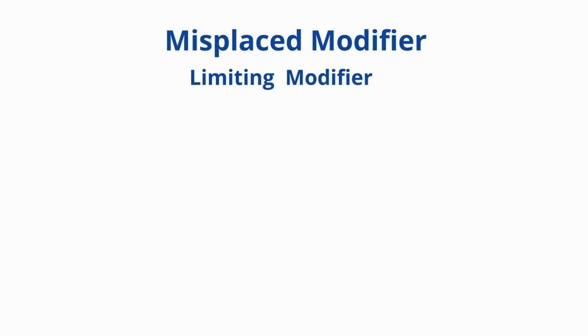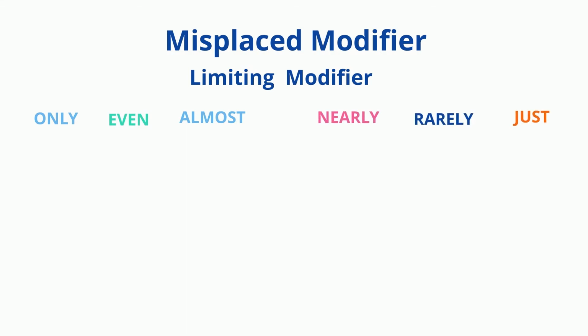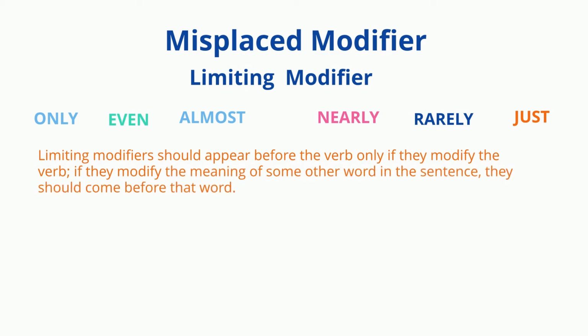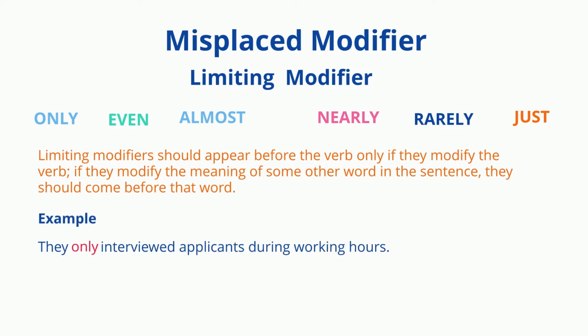Limiting modifiers are words like only, even, almost, nearly, rarely, and just. Limiting modifiers should appear before the verb only if they modify the verb. If they modify the meaning of some other word in the sentence, they should come before that word. What can you say about the use of only in this sentence? They only interviewed applicants during working hours.